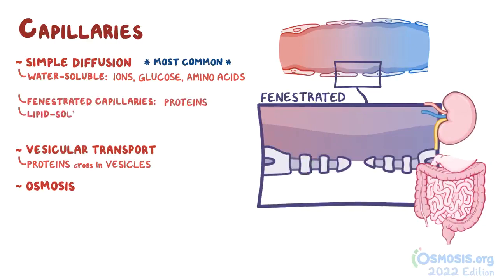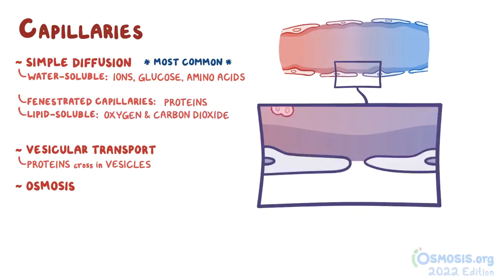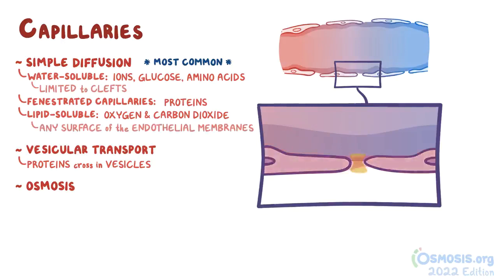Alternatively, lipid-soluble solutes and gases like oxygen and carbon dioxide can just diffuse across the capillary walls. Additionally, the rate of diffusion of water-soluble substances and lipid-soluble gases are not the same. It all comes down to the total surface area available for them to cross. So, water-soluble molecules like glucose are limited to the clefts, while something like oxygen can diffuse across any surface of the endothelial membranes. This is why oxygen can diffuse into tissues faster than glucose.